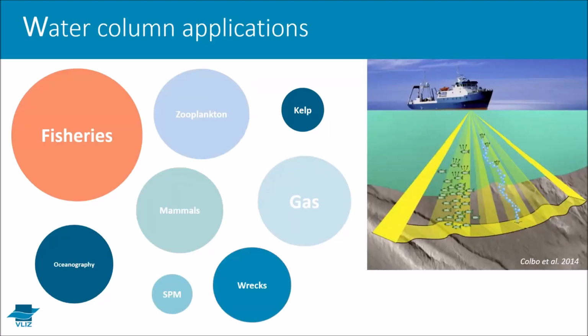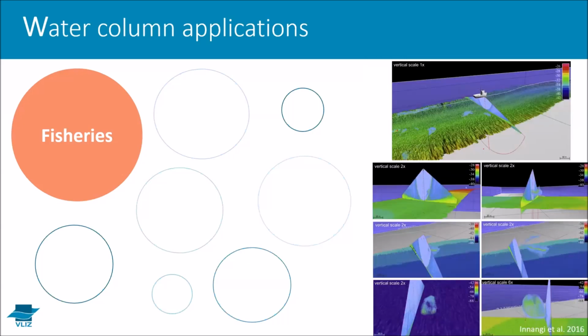But the applications are numerous. Here are in the circles several applications in which water column data are being used nowadays, and we'll go over a few of them. For example, in fisheries, if you want to have fish schools, you can study them in 3D. And Innangi had a study in 2016 where they studied the ecological behavior of these fish schools. The school was related to the amount of fish in the school, to the depth at which these fish schools occurred. So you can see some nice polar echograms, which will come back later in several presentations, and also a 3D visualization of these fish schools.